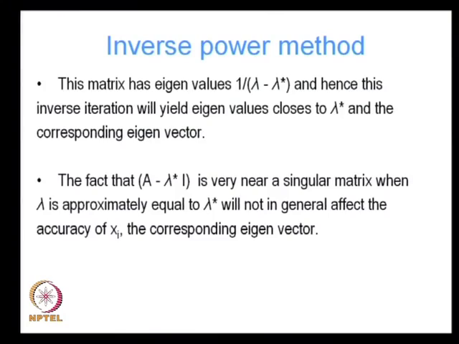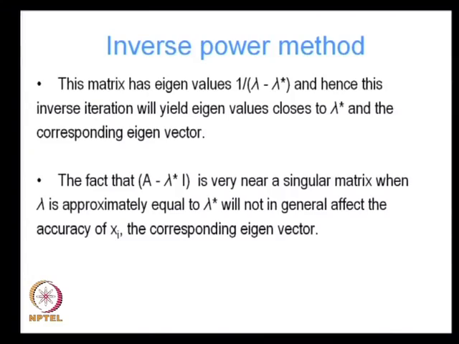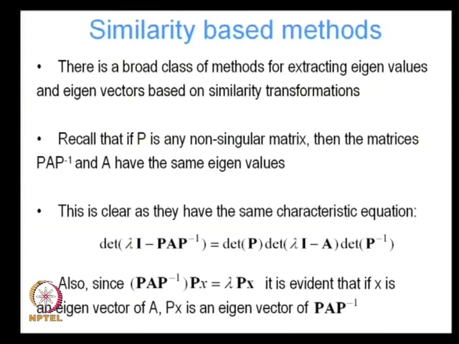But one might ask that, well, if we choose lambda star very close to an eigenvalue of A, in that case this term is going to become very large, right. Won't the problem become singular? Well, that is true, but it will not in general affect the accuracy of my corresponding eigenvector. I am still going to get the eigenvector corresponding to that eigenvalue with sufficient accuracy. So, that was the power method.